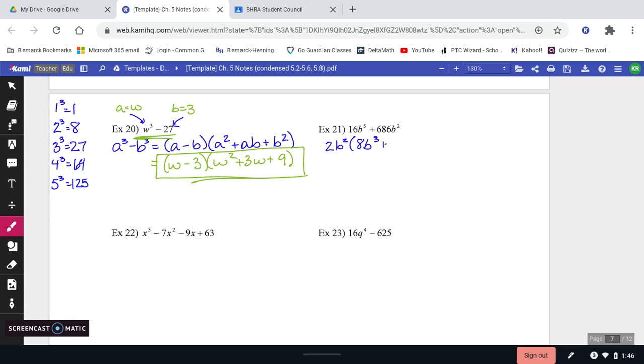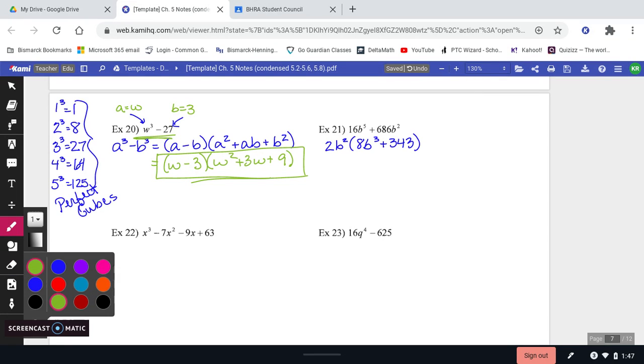So 8b cubed plus 343. Okay, so now the first question is, is this going to be a sum of cubes pattern? It's plus, so it's going to be a sum. Well, this b is being cubed, so that's obvious. Look at the 8. If you go back over here to where we listed out some of our perfect cubes, you'll notice that 2 cubed is 8. So yes, that is something cubed.